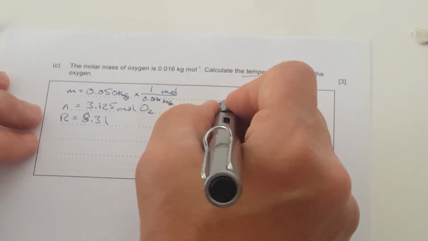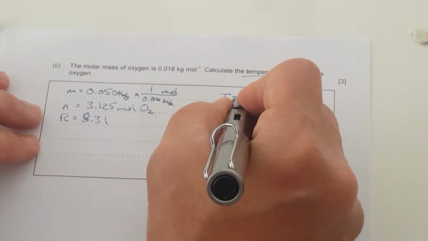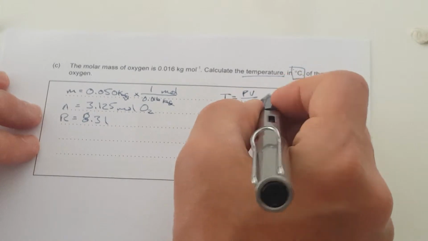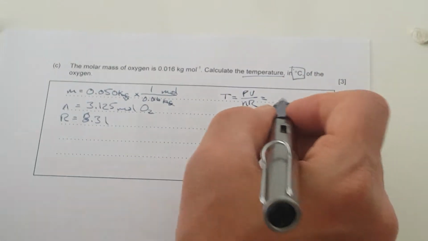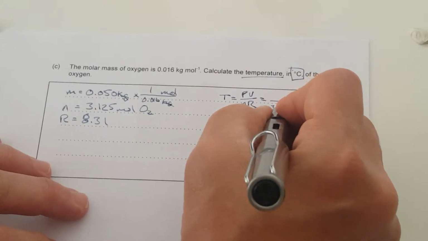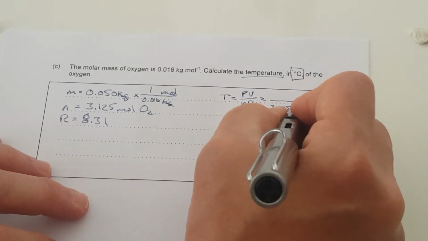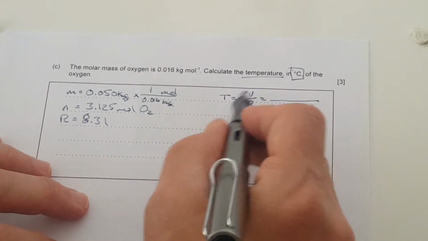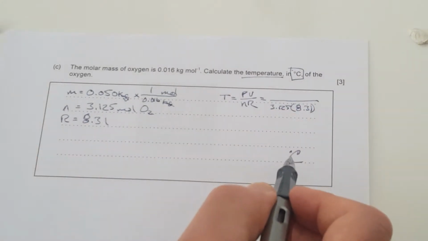Ideal gas constant is going to be 8.31. And we're using that same equation, T equals PV over nR, in order to find it. So I'm just simply finding the different variables. If I have 3.125 times 8.31. But now I need to find this PV. So I'm going to go back to my graph.